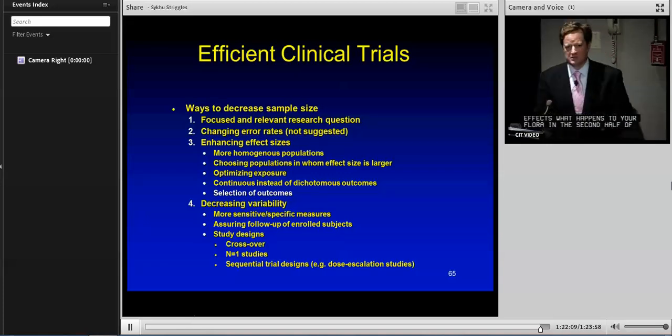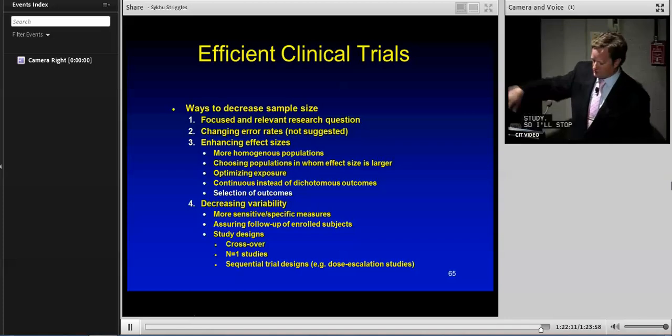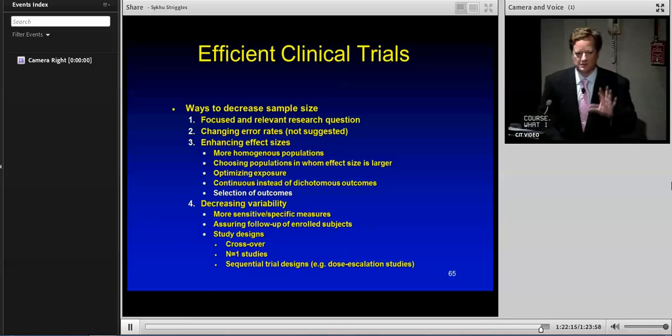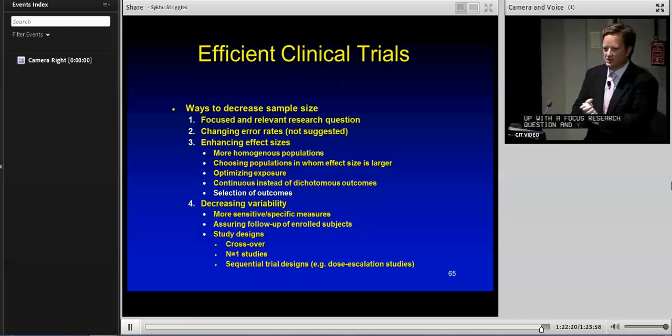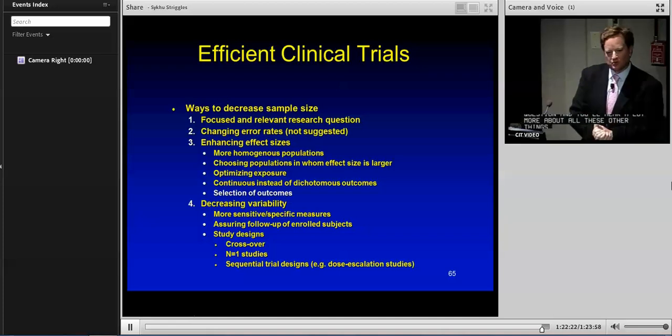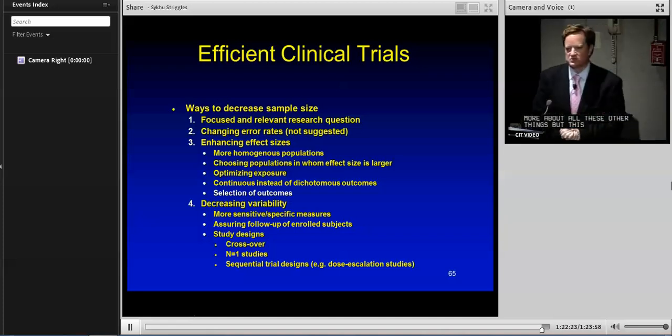So I'm going to stop there because this is going to be stuff you focus on in the rest of the course. What I covered today was just this part about trying to come up with a focused research question. And you're going to hear a lot more about all these other things, but this is sort of a toe in the water for the rest of the course today.